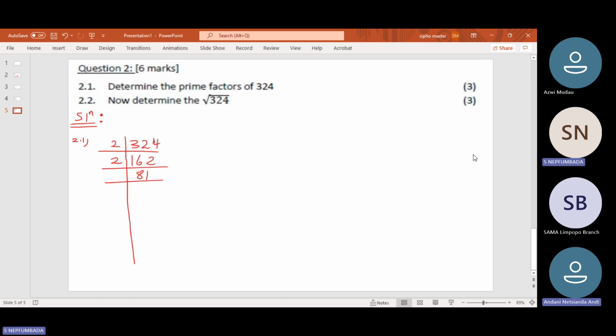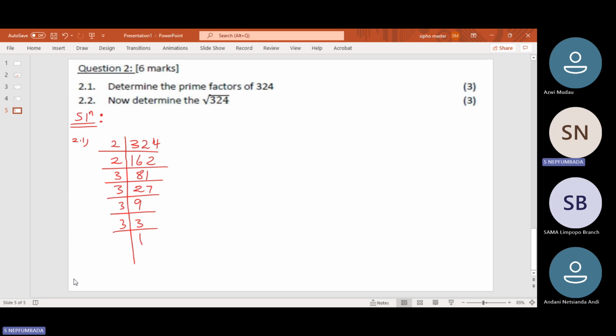But 81 cannot be divided by 2. So 81 divided by 3 gives 27. And 27 can be divided by 3 again. We get 9. 9 can be divided by 3. We get 3. 3 can be divided by 3. We get 1. Yes, at the end we must get 1.